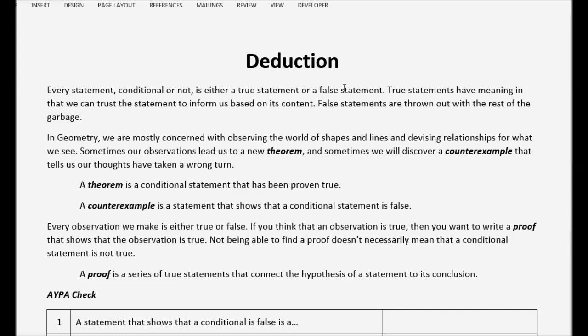Today we're looking at lesson 3-2 called Deduction. We're going to go through several different things today. Counterexample is our first agenda, then detachment, and finally syllogism.